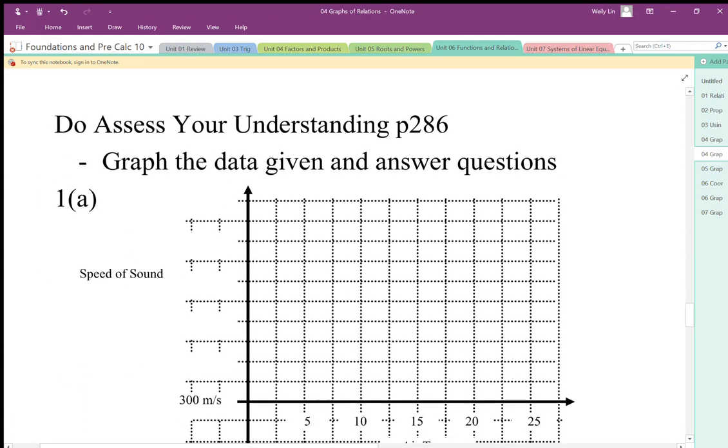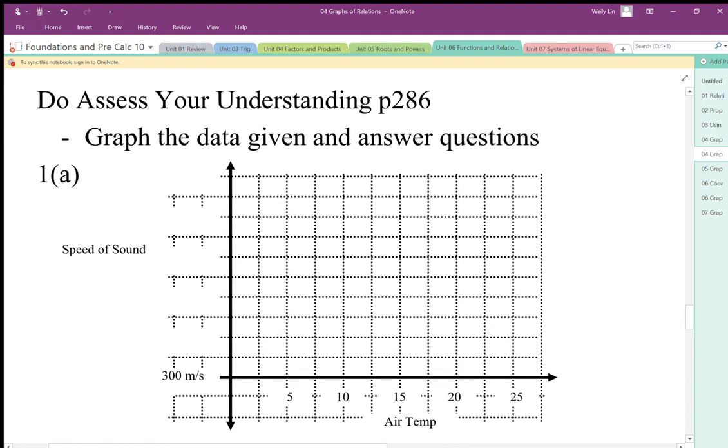Okay, so there are some relationships that are too complicated that we're not going to come up with equations for. We still can describe the relationship in terms of the picture, in terms of the shape.